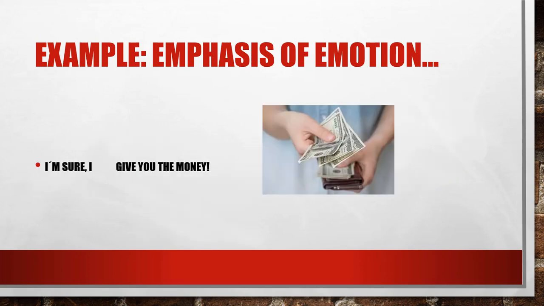Okay? So, another example, emphasis of emotion. Here I have another example, but we are going to look at it in past tense. "I am sure I give you the money." But you don't say that if you give a lot of money. If you want to express more emotion, you have to say, "I am sure I did give you the money." You give more emphasis. One thing: the verb give is in present form. Why? Because did is in past.